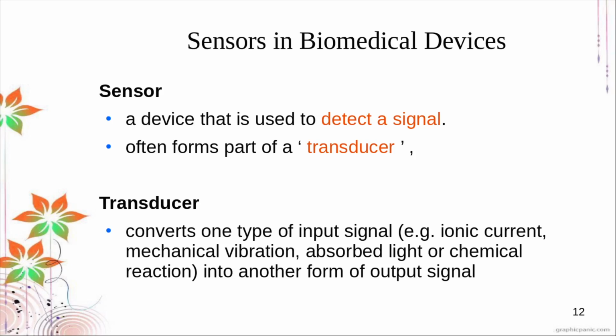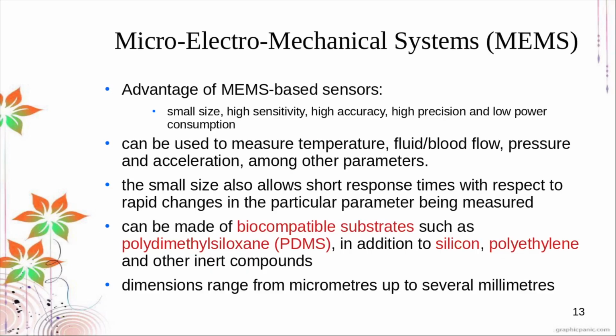So we first define what is a sensor. A sensor is a device that is used to detect a certain signal, hence the name sensor, sense. So it often forms a part of a transducer. A transducer converts one type of input signal, such as ionic current, mechanical vibration, absorbed light, or chemical reaction, into another form of output signal. Hence, it transduces or transforms signals.